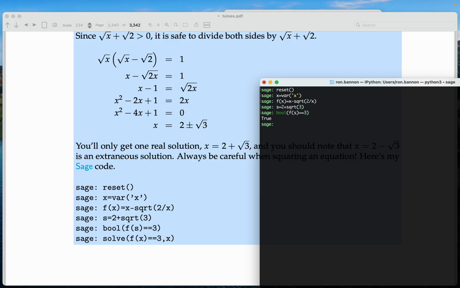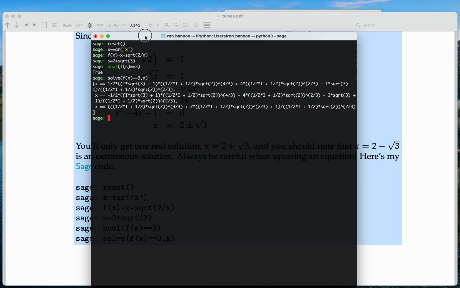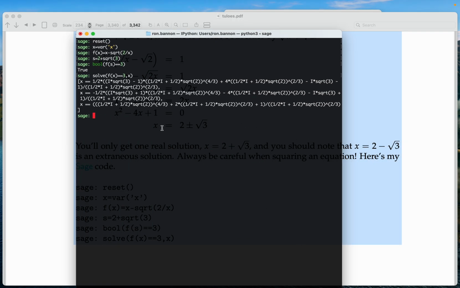Now, someone says, what happens if you just use Sage to solve the problem? Let me go through that with you. So if you try to solve f of x equals 3, that's the original equation, for x, you're going to get something that looks pretty complicated. Now, granted, I'm not saying that if you went to a different product, it'd give you a better looking answer, but this is kind of hard to sift through, all right?